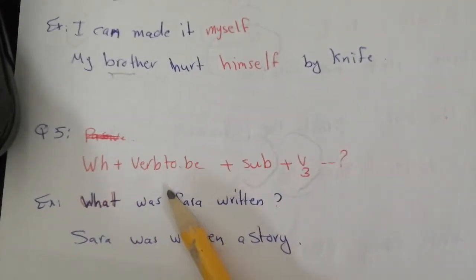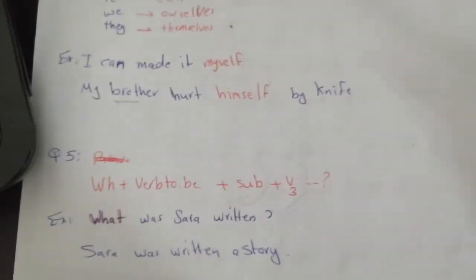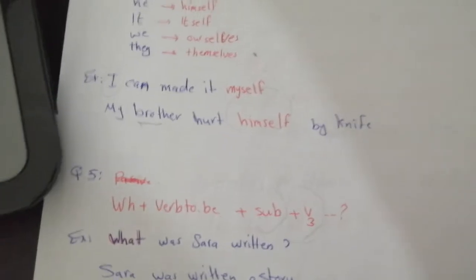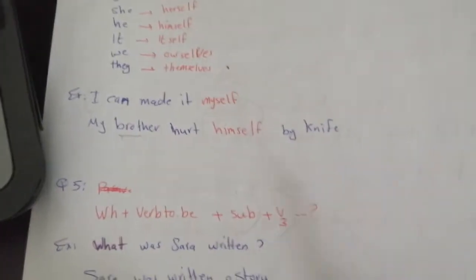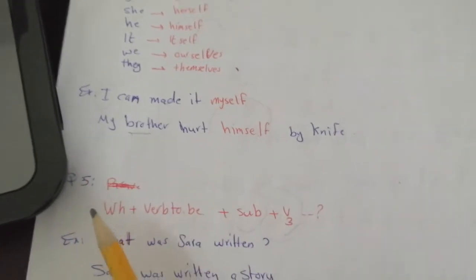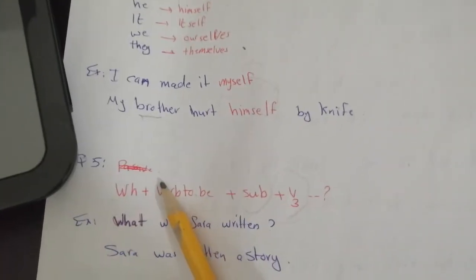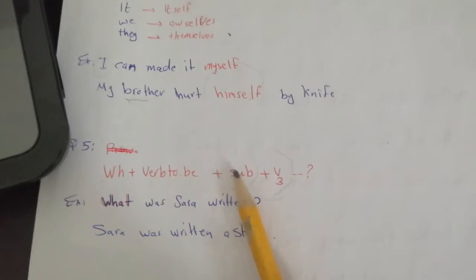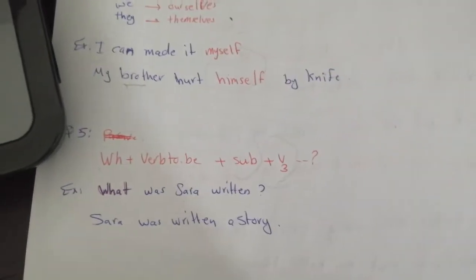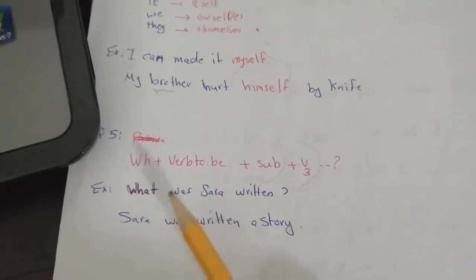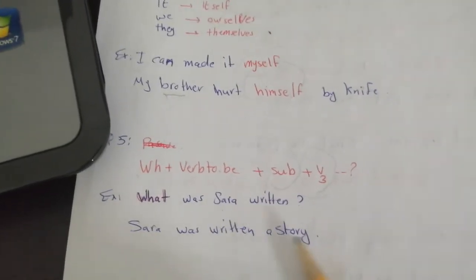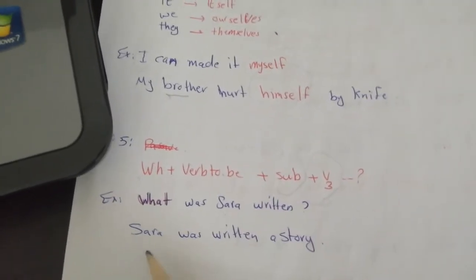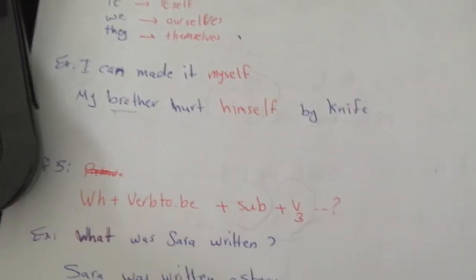Questions with the verb to be. احنا لما نيجي نعمل سؤال نبلش بالverb to be، بعديها السبجكت، بعديها الverb 3 أو الverb اللي بدنا إياه. وإذا دخل عليه WH word ببلش بالWH word بالأول، بعدين الverb to be هو is, are, am, was, were، السبجكت plus الverb 3، يعني questions عادي. What was Sarah written؟ شو كانت سارة بتكتب؟ Sarah was written a story.